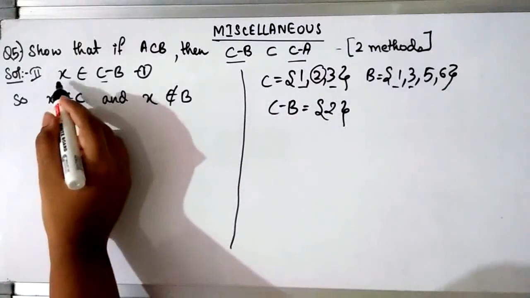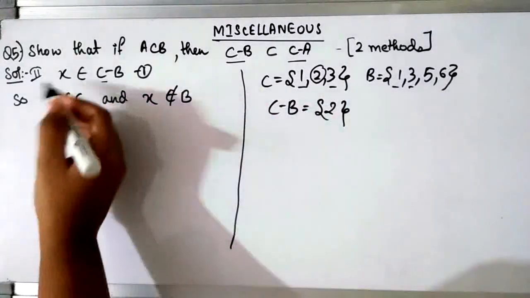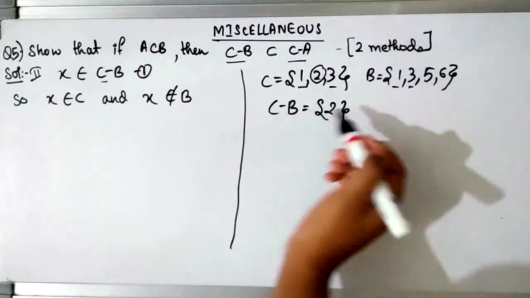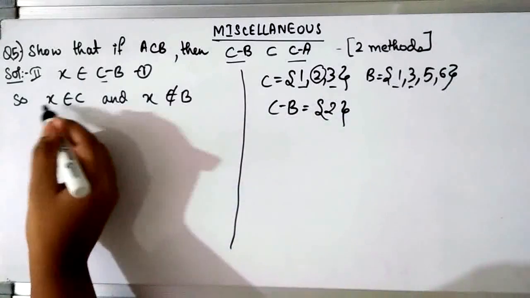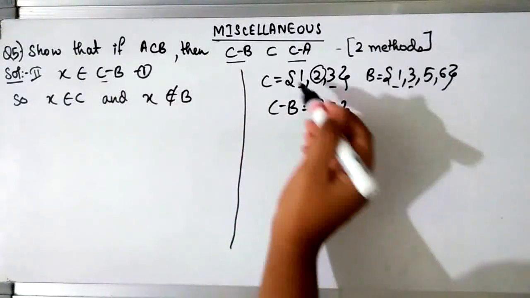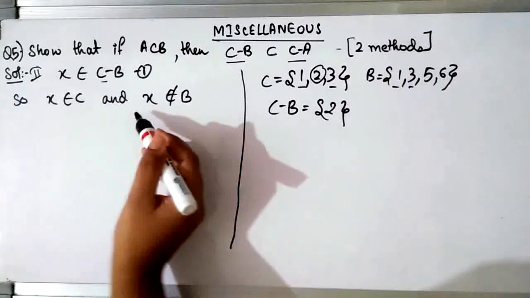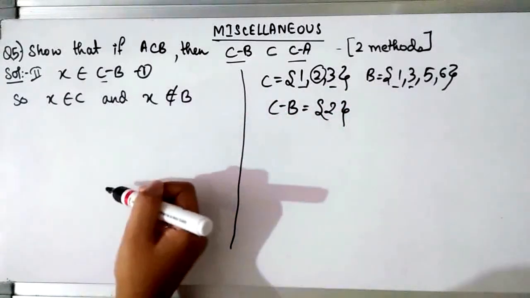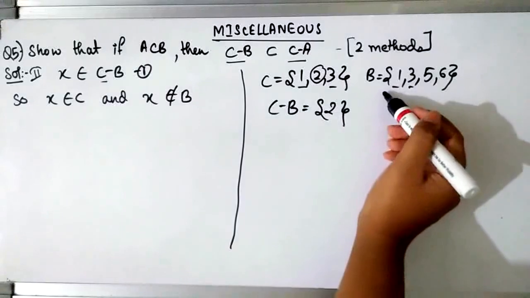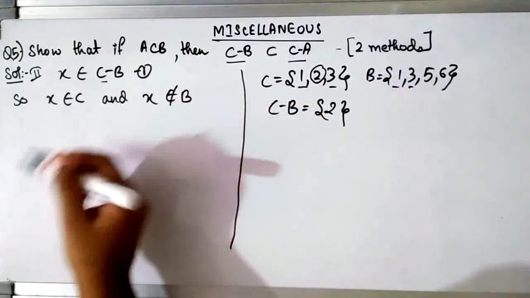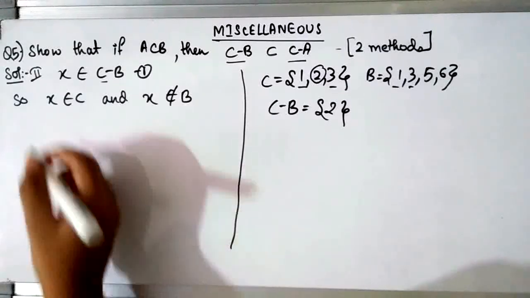Now according to this, let us assume that 2 is our X. We said that X belongs to C minus B, so 2 belongs to C minus B. Then we said that X belongs to C, so this 2 is present in C. Then we said X does not belong to B. Now check if 2 is present in B. 2 is not present in B, so X will not belong to B. So this is correct, right?